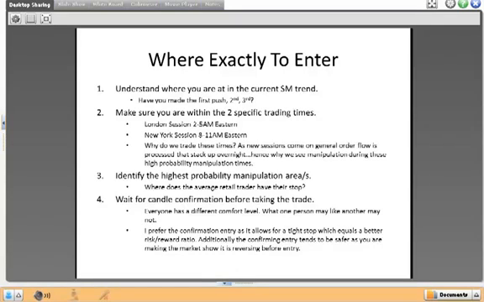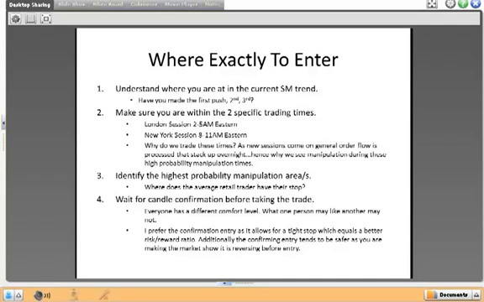So if you're writing this down, I am going to leave it up for a little bit, and it's absolutely essential, especially when learning. As you become proficient, those that have become proficient and maintain profitability can start to venture outside, can start to do things that open up a few more avenues for taking trades based on the smart money trading strategy and the different criteria that we do look for. So first and foremost, identify where you're at in the trend. The second thing is make sure you're within the 2 specific trading times.